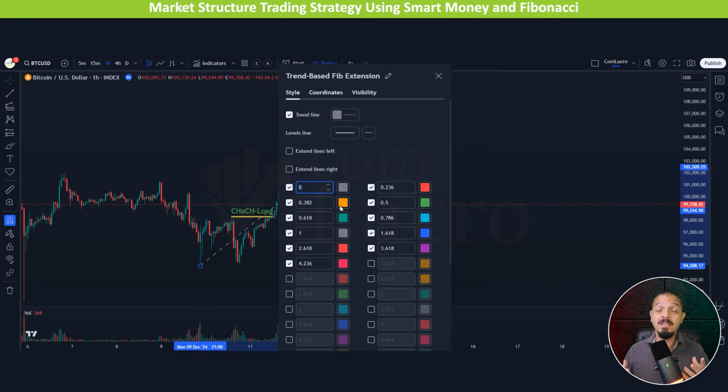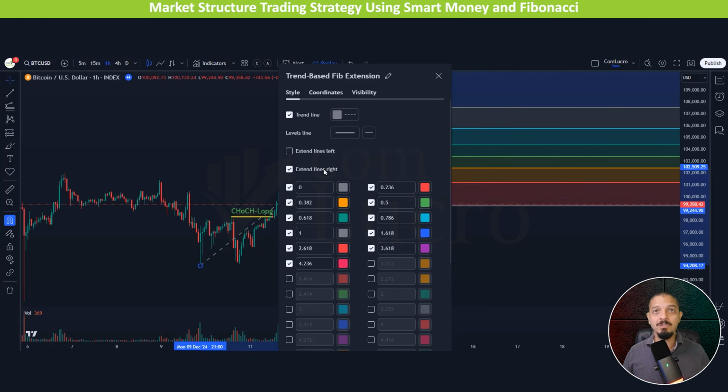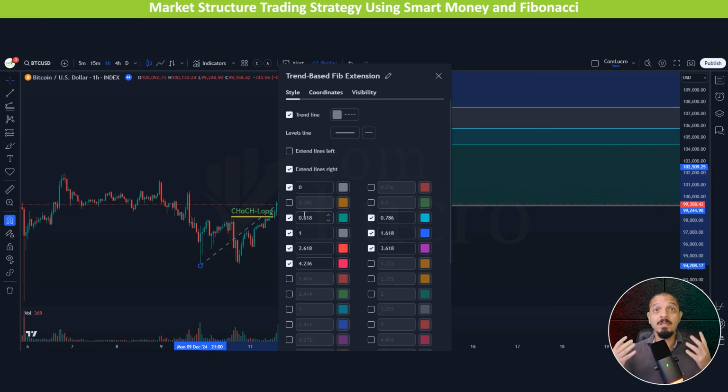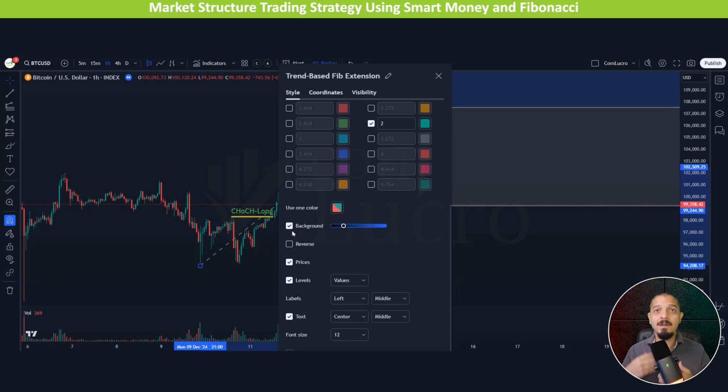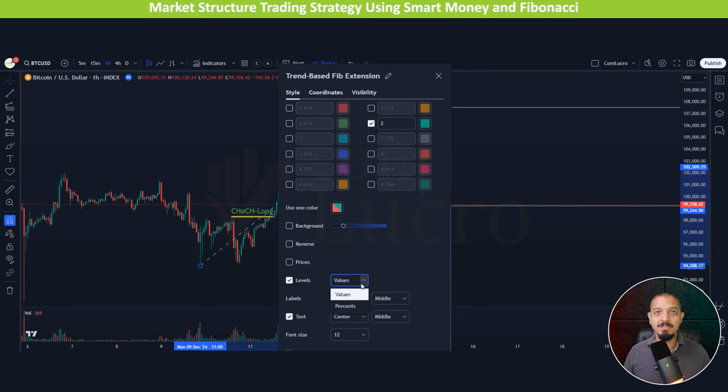First, extend the lines to the right, making them easier to track as the price evolves. Next, remove unnecessary levels and focus only on the key ones: 100%, 161.8%, 200%, and 261.8%. Disable the background shading to keep your chart clean and visually focused. Also, turn off the display of price values to minimize distractions. Lastly, under the level section, switch to percent to display the extension levels as percentages.